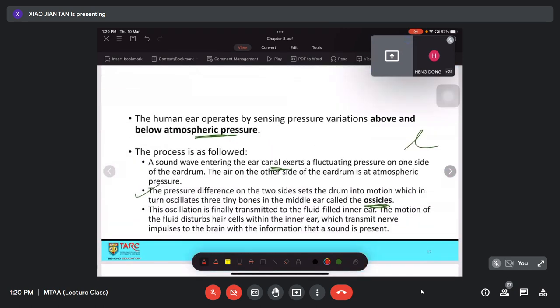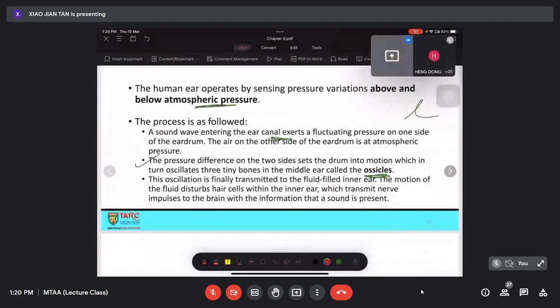Okay, so the human ear operates by sensing pressure vibration above and below the atmospheric pressure. The process is as follows. A sound wave entering the ear canal exerts a fluctuating pressure on one side of the eardrum, and the air on the other side of the eardrum is at atmospheric pressure. Basically, if nothing special, everything is in atmospheric pressure. If it is not in atmospheric pressure, you will see things moving.